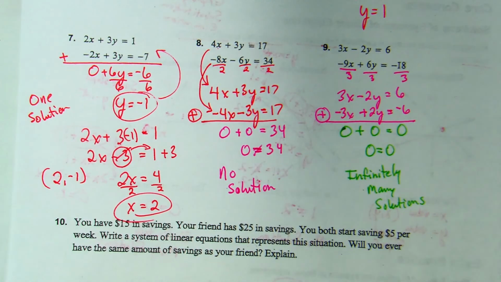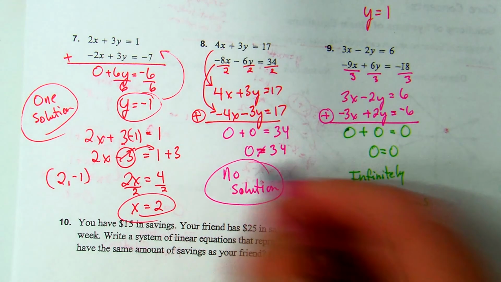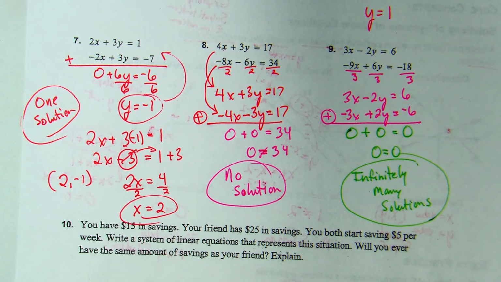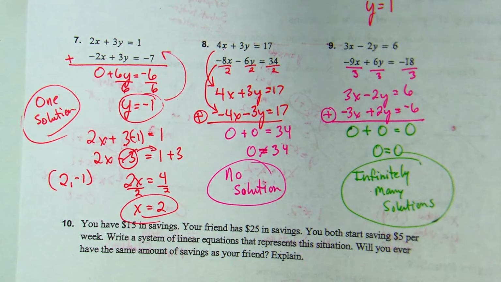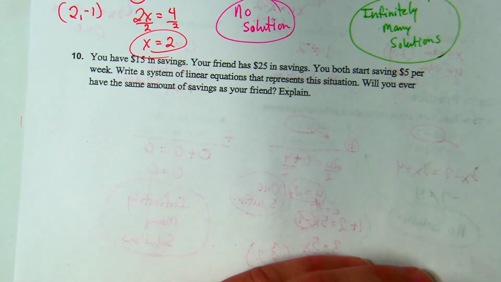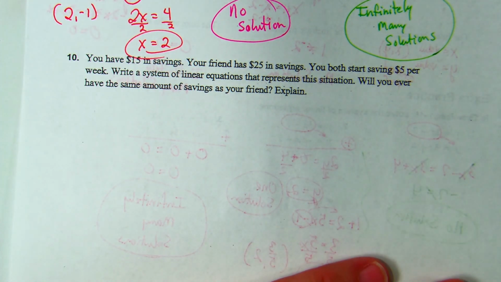Okay, so here we are. We've got one solution, we've got no solution, and we have infinitely many solutions on 7, 8, and 9. All right, the last problem that we have here is a word problem, and it works out pretty nicely as well. You have $15 in savings. Your friend has $25 in savings, and you both start saving $5 per week.